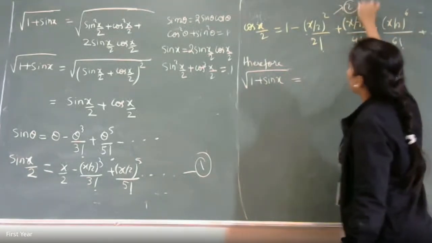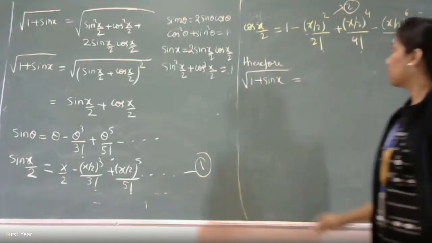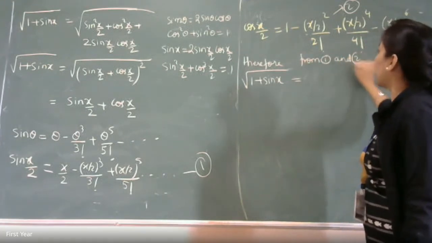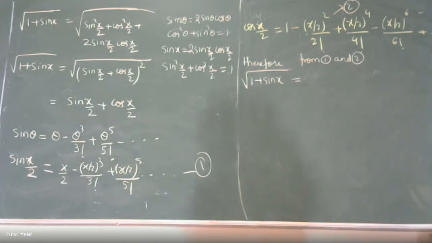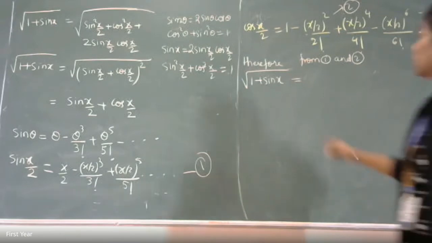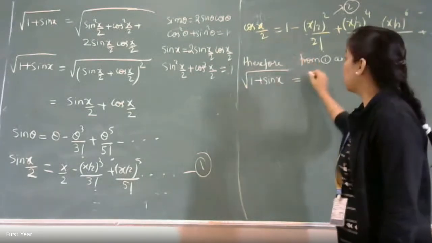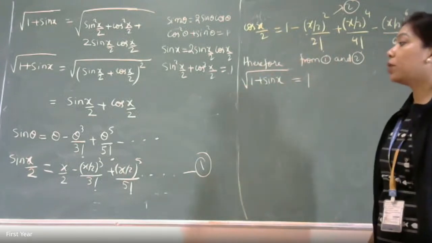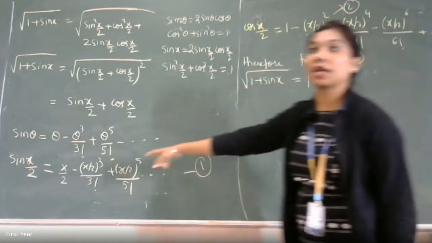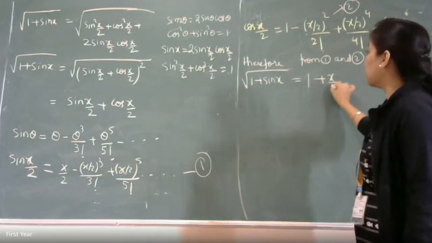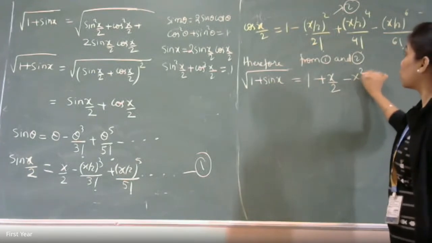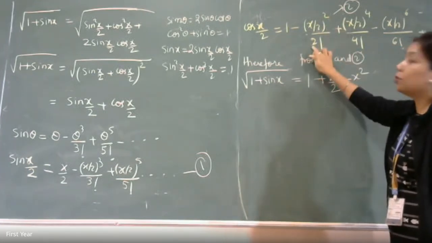From 1 and 2, the expansion of sin x by 2 and cos x by 2, we will get, just see, first write the constant term, 1. There is no constant term in the sin x by 2. Then power x. Which term has power x? Sin x. So it is plus x by 2. Then x square term. So it is minus x square by 2 square is 4 into 2 is 8.